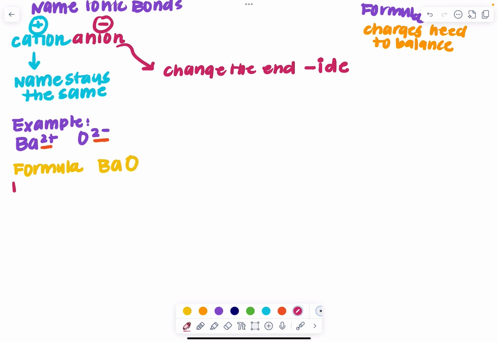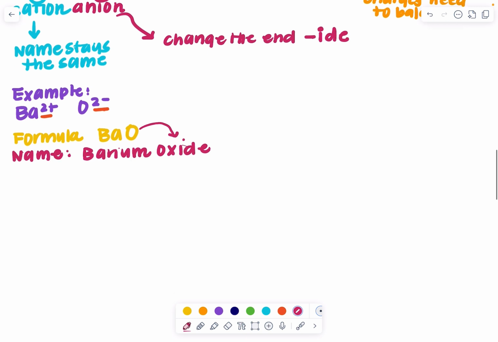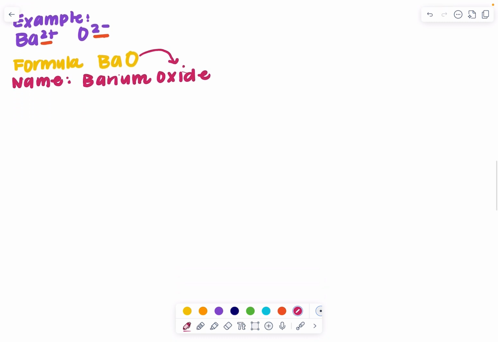If we want to name it, we always put the cation first, which is barium, and then we write the anion second, but we change the ending to IDE. Sometimes these can be a little bit tricky, like oxygen, for example. Why is it not oxygenide? I think it's just a sort of flow, but most of them are things that we've maybe heard before too.